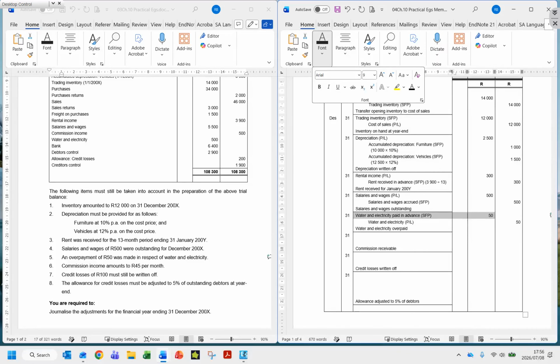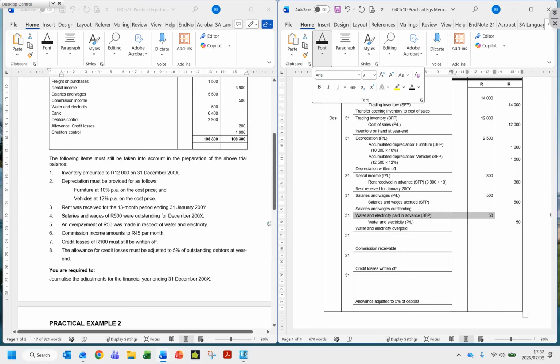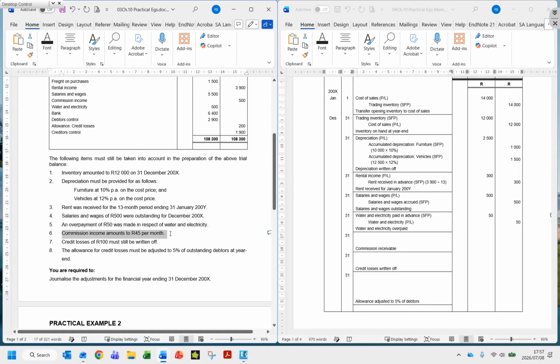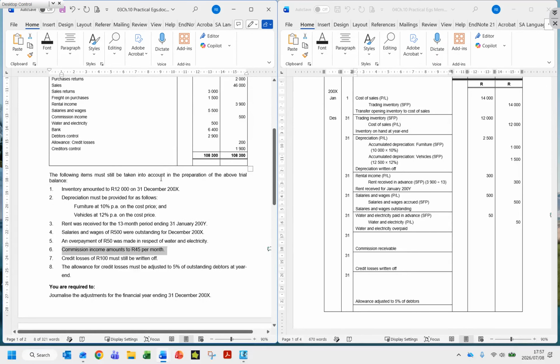So this was 50 rand worth of water and electricity that was paid too much, and therefore you are going to allocate it to the next financial year's expense. The next one, commission income amounts to 45 rand per month.